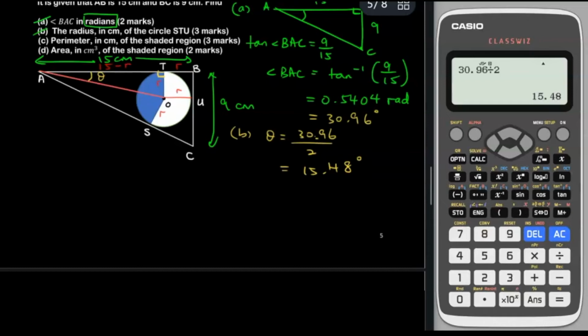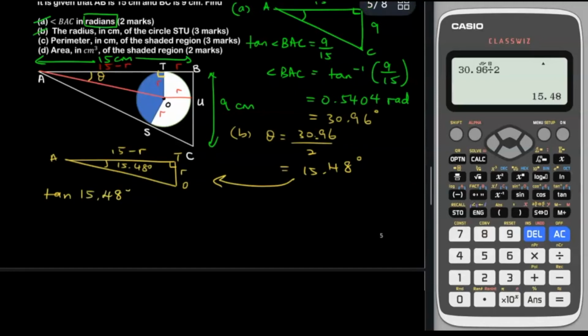Okay, so I'm going to sketch this triangle. Okay, so that you can see clearly. So this is A, and this is T, and this is O. So this is the radius, and this is 15 minus R, and this angle is 15.48 degrees. Okay, so we can actually find the angle by using tangent. Okay, so eventually we will find the R, which is the radius. Okay, so I use tangent of theta, which is 15.48 degrees equals to R over 15 minus R.